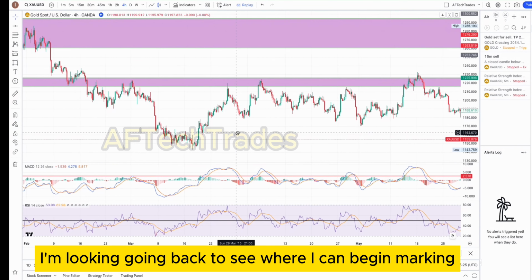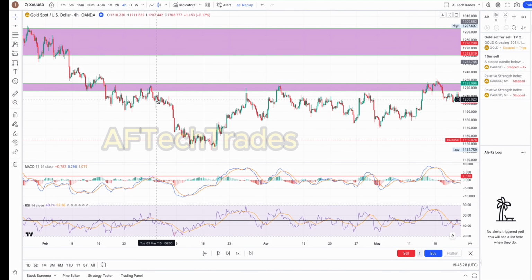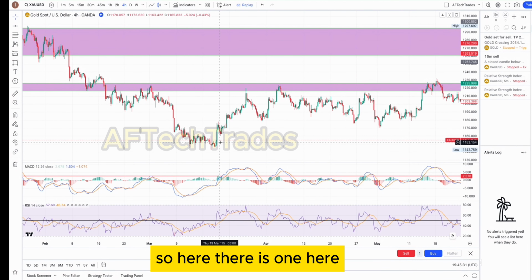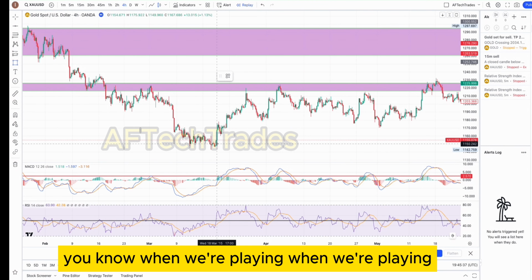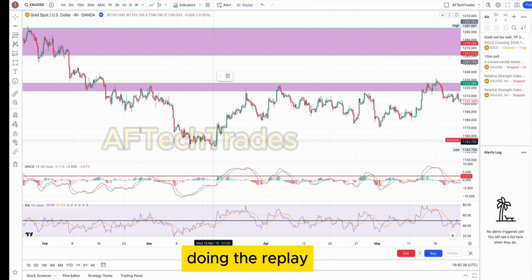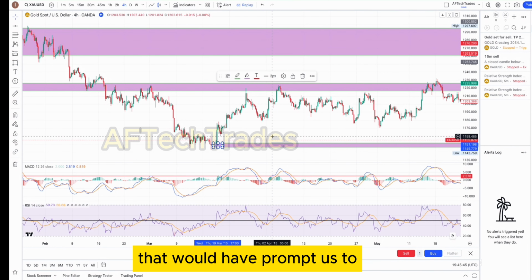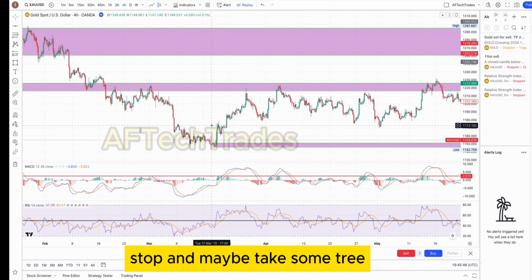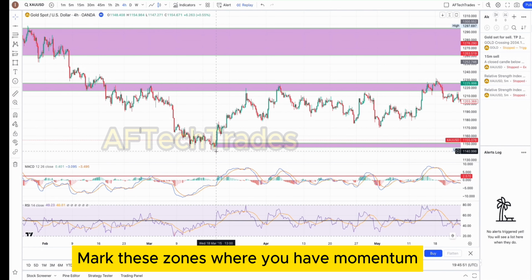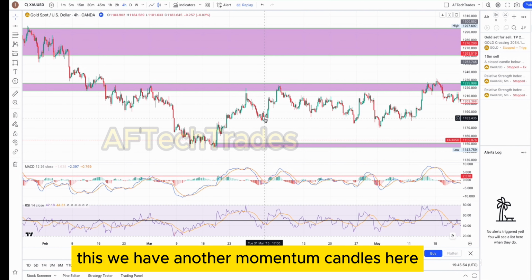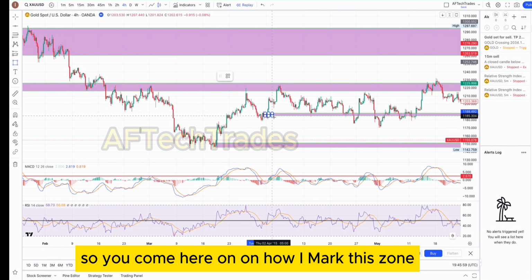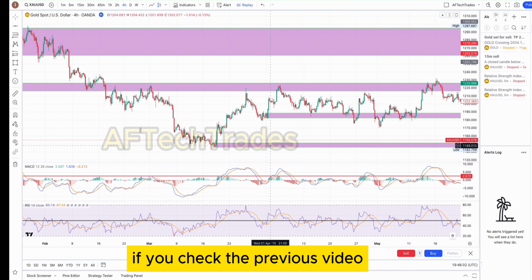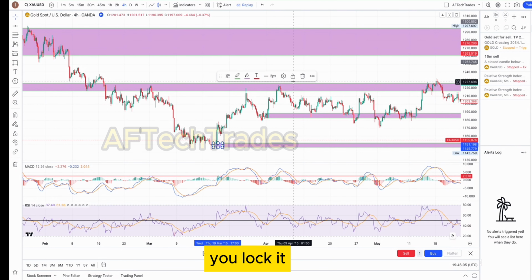I'm going back to see where I can begin marking. So here there is one here. You know, when we're doing the replay, we left out some of the zones that we're supposed to have marked, that would have prompted us to stop and maybe take some trade. Mark these zones where you have momentum. Here we have another momentum candles. So you come here on how I mark this zone. If you check the previous video, you will see them. As I said again, you lock it.